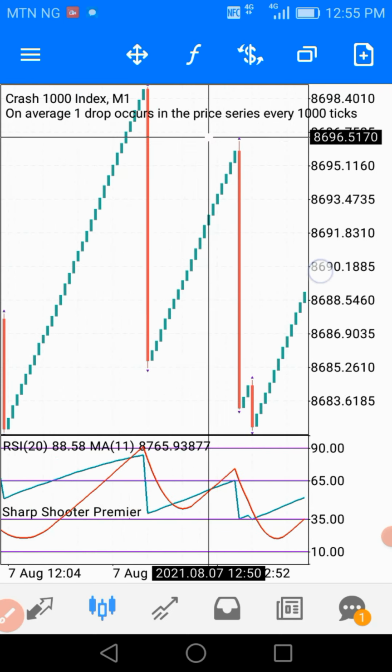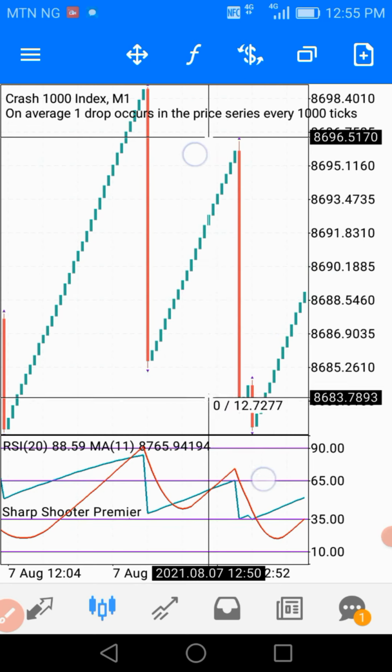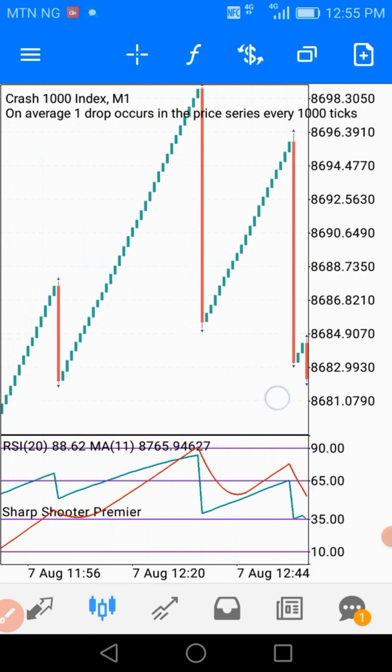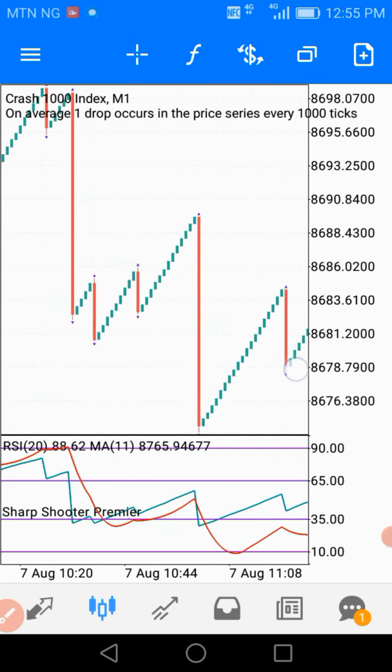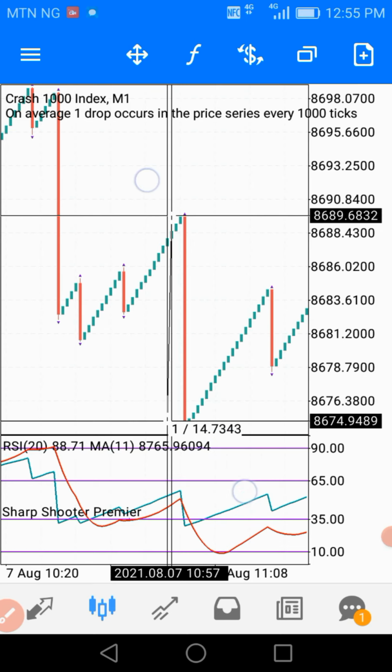Now look at this as well. Not perfect. You have to be patient with the strategy because when it meets, you're going to make the market. Now look at this one. All right, not perfect either.